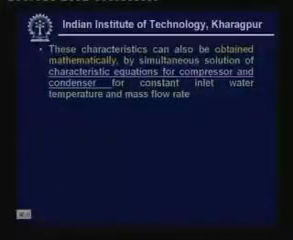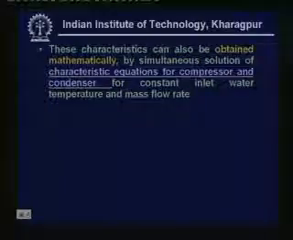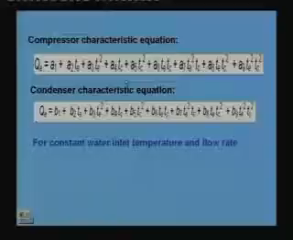Now, these characteristics can also be obtained mathematically by simultaneous solution of characteristic equations for compressor and condenser for constant inlet water temperature and mass flow rate. So far we have used the graphical method for obtaining the balance points between the compressor and the condenser, that means for the condensing unit. The same balance point can also be obtained if you know the characteristic equations for the compressor and the condenser. How can you do that?